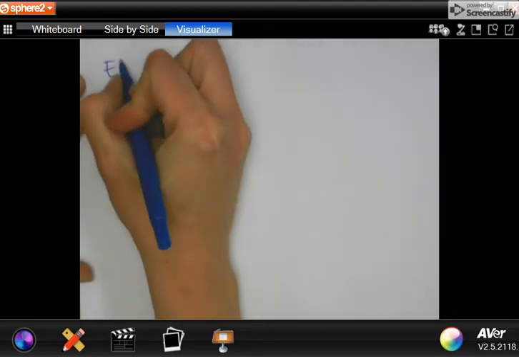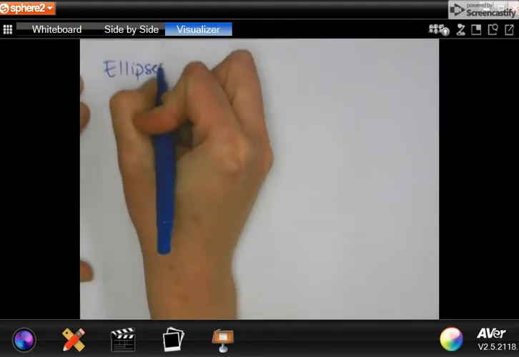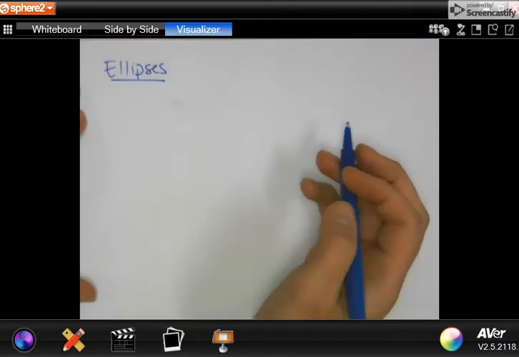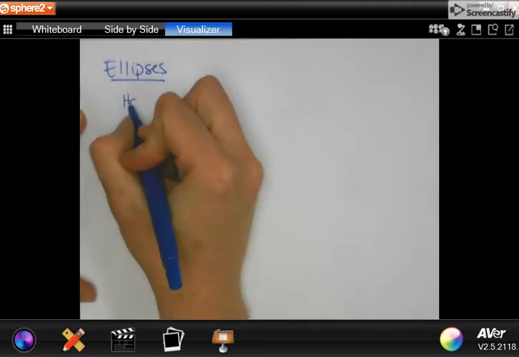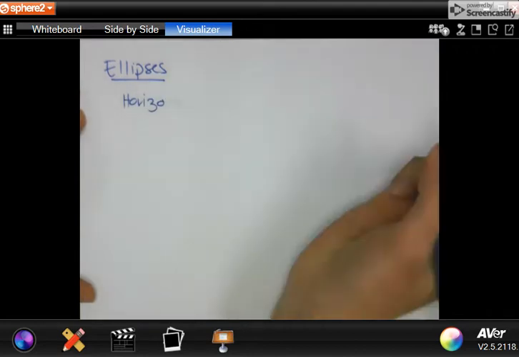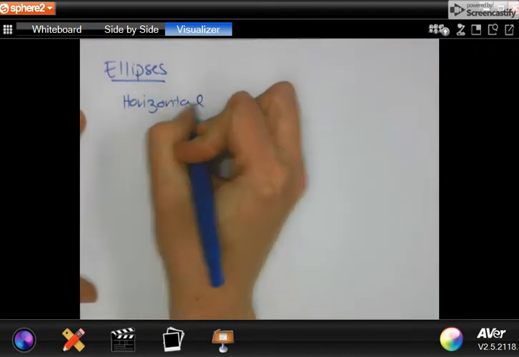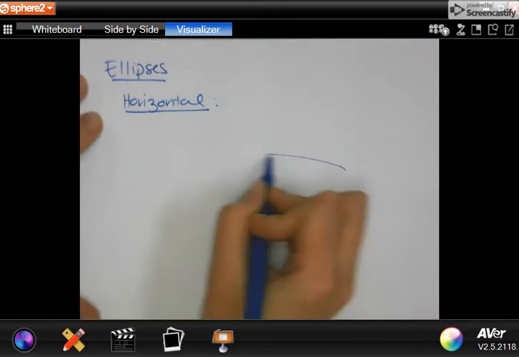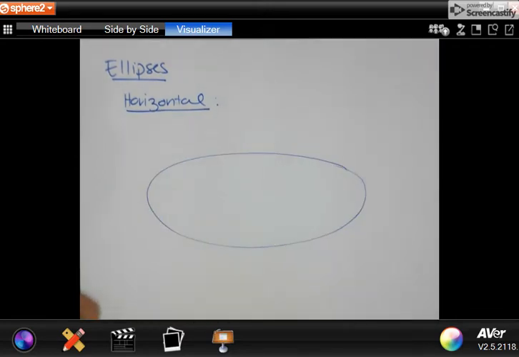So for ellipses, they could either be horizontal ellipses, which would be bigger in the horizontal direction, or vertical. So we'll first start with horizontal ellipses. Draw a nice horizontal ellipse, as nice as you can. We're just going to label some of the important characteristics.